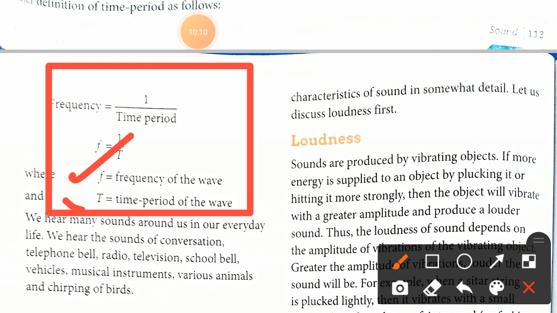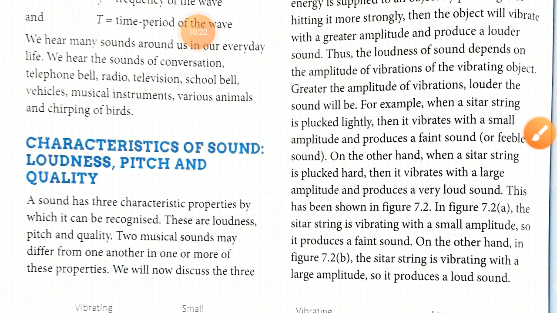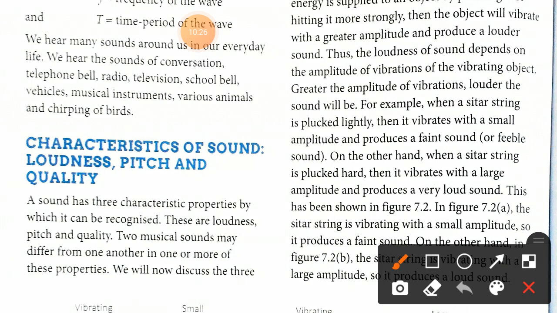We hear many sounds around us in our everyday life. We hear sounds of conversation, telephone bell, radio, television, school bells, vehicles, instruments, various animals, and chirping of birds. Fine. So now, what are the characteristics of sound: loudness, pitch and quality? We will now discuss this point.